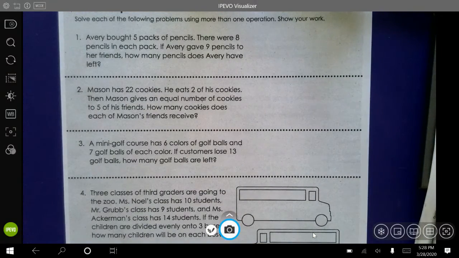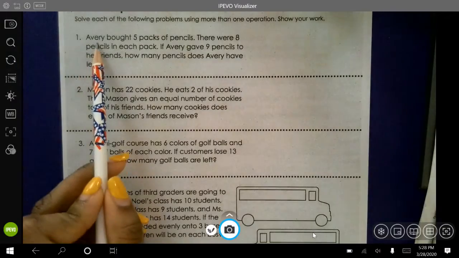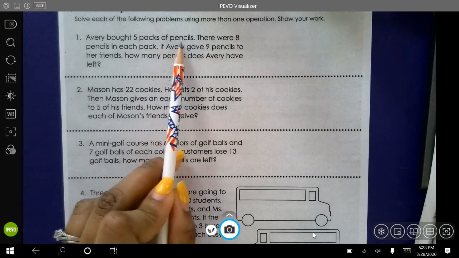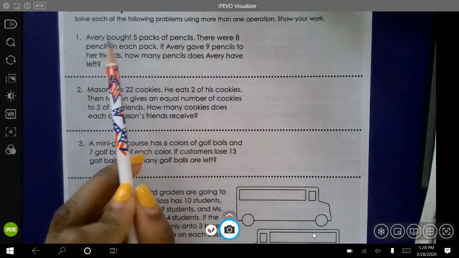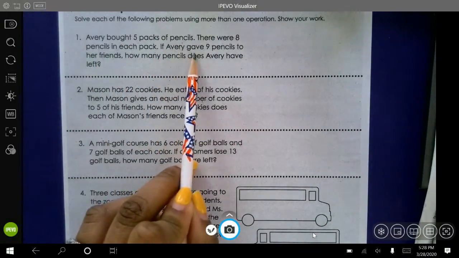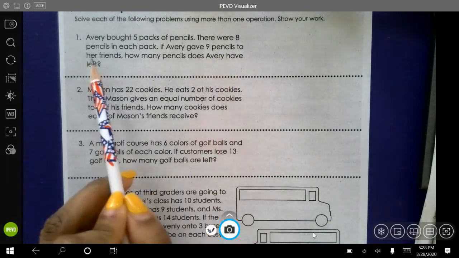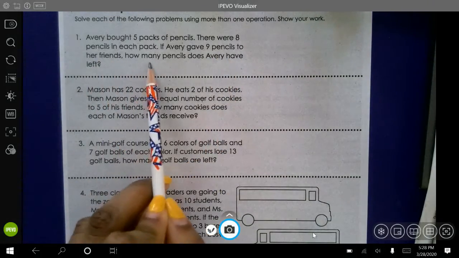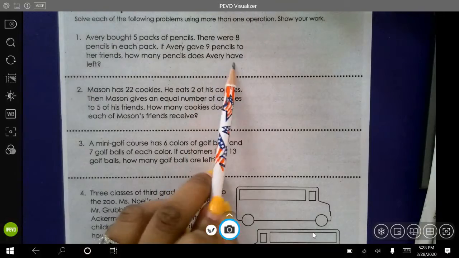So let's look at our first word problem. It says Avery bought 5 packs of pencils. There were 8 pencils in each pack. If Avery gave 9 pencils to her friends, how many pencils does Avery have left?